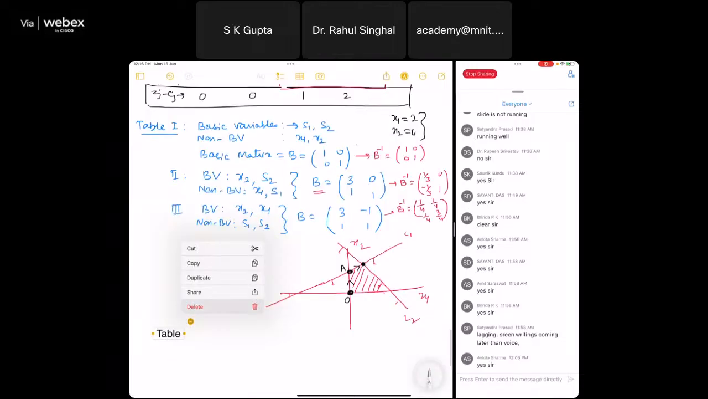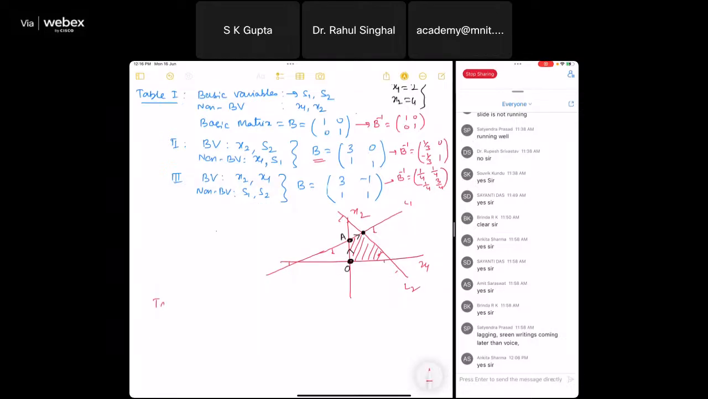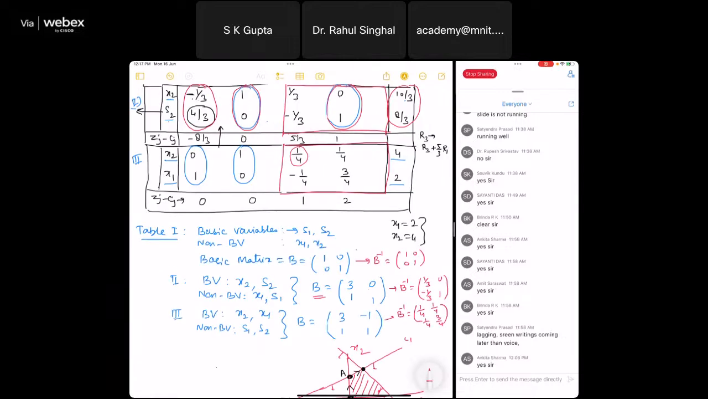So we are focusing on table 2 now. B inverse is simply 1 by 3, 0, minus 1 by 3, 1. And this is your A2. I want to find A2 using B inverse, right? What is your A2 of the original problem? Minus 1, 1, right? So B inverse AJ will be your new AJ.